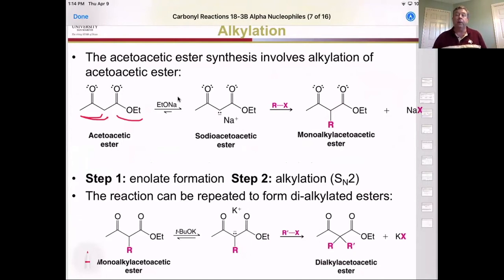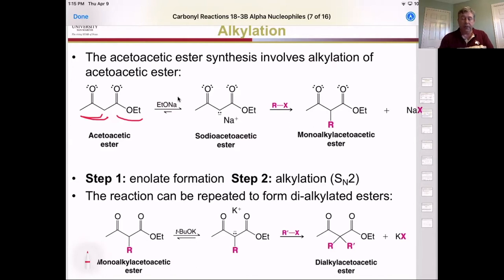And what we'll end up with, instead of ending up with a carboxylic acid, like with the malonic acid ester, we're going to end up with a ketone. Specifically, if we use this particular one, we'll end up with a methyl ketone. But we can also end up with a diketone out of it. So let's continue on with this reaction.